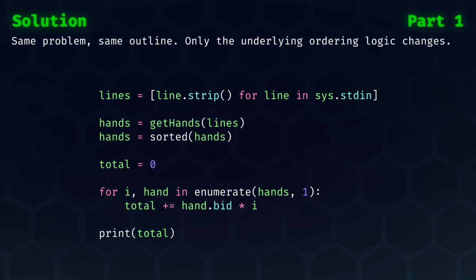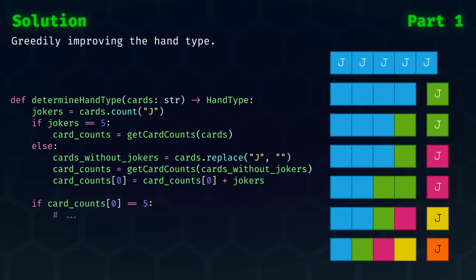Given our setup of part 1, you can hopefully see that our outline doesn't change. The high-level problem is the same, it's just that part of the underlying sorting logic changes. Let's take a look at that. To make the new sorting work, we can just do a greedy approach, which focuses on the number of jokers in our hand. Suppose that we have 5 jokers, then we can trivially make a 5 of a kind. For all the other options, we can just remove the jokers and add them to the dominant card count.